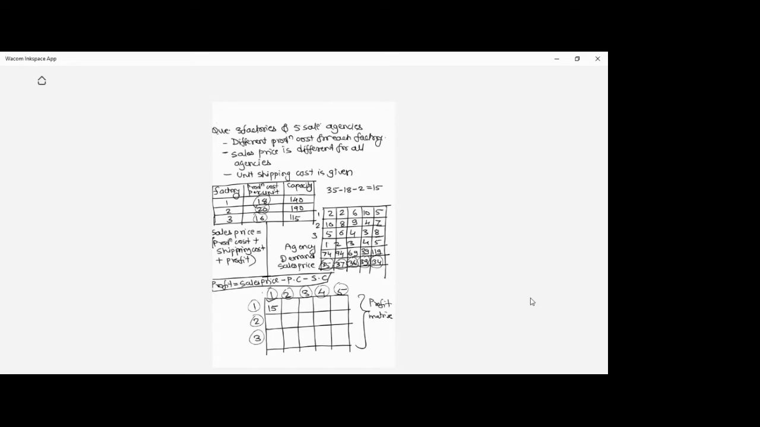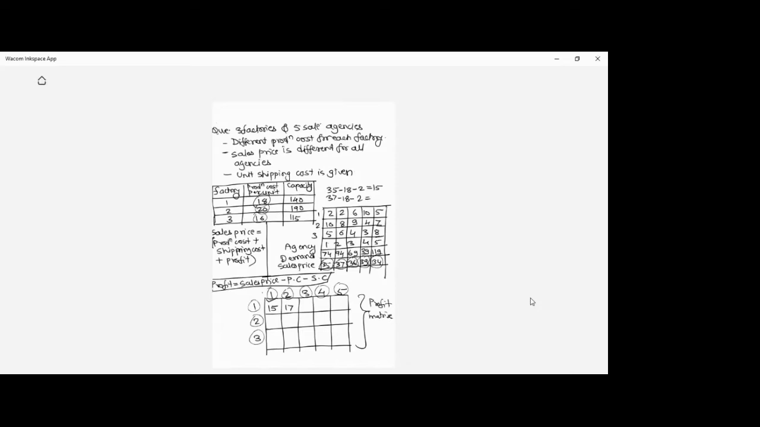Similarly, we are going to complete it row by row, so that the production cost will only remain similar. So for agency 2 now, the sales price is 37. So 37 minus 18, and the shipping cost here is again 2. So 37 minus 18 minus 2 comes out to be 17.